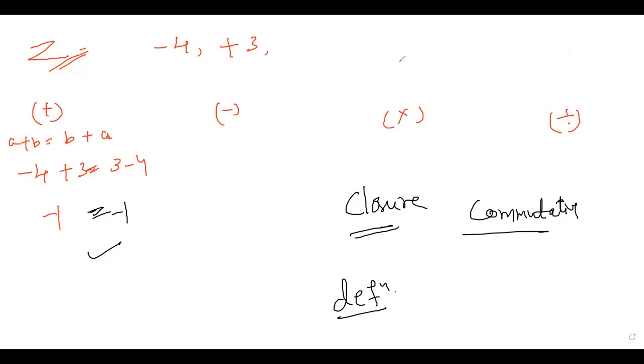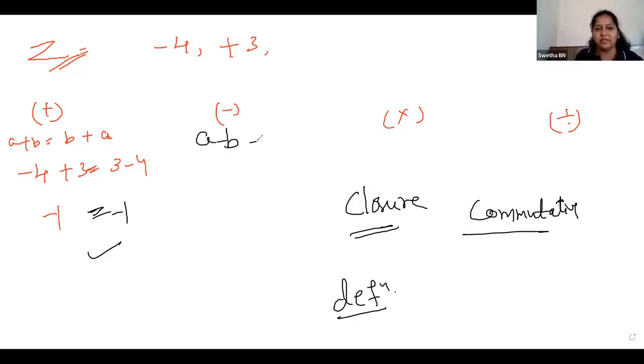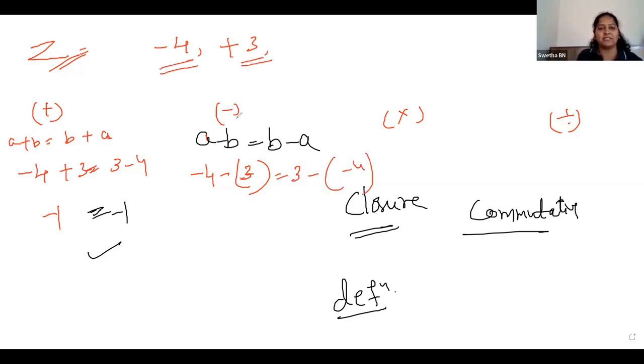Okay, so I'll do subtraction here. A minus B is equal to B minus A. So which numbers have we taken already? A is -4, minus which number are we subtracting? We are subtracting +3. And 3 minus A is 3 minus -4. Do you understand? -4 minus 3. -4 we are subtracting. So B is 3.